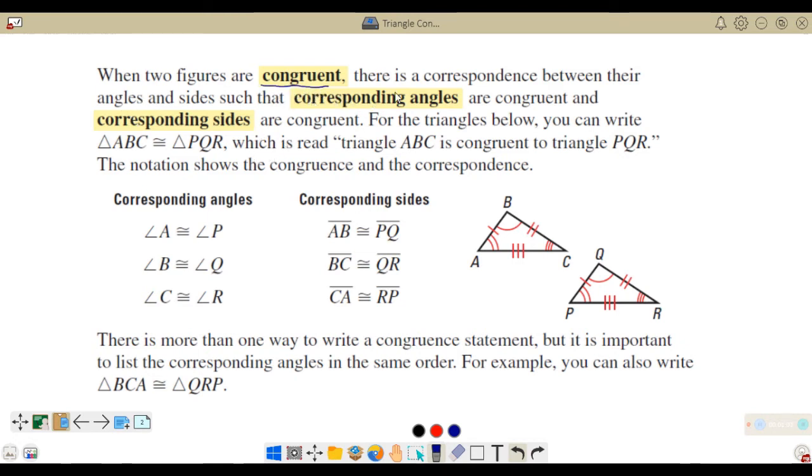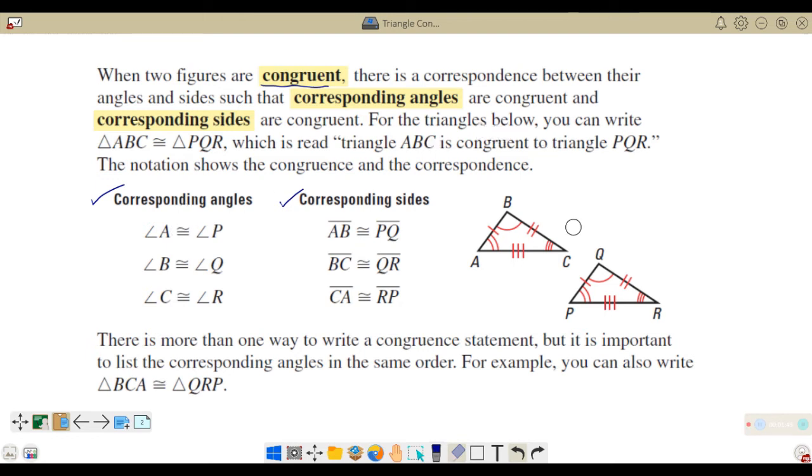So when two figures are congruent, there is a correspondence between their angles and sides, such that corresponding angles are congruent and corresponding sides are congruent. So for us to prove that two figures are congruent, all we have to do is to list down all their corresponding angles and corresponding sides. Pagka meron dyang naligaw na dalawang side na hindi congruent sa isa't isa or dalawang angles na hindi congruent sa isa't isa, then the two figures are not congruent. Okay? So, napakasimple lang mag-prove ng congruence. All you have to do is to prove that they have corresponding angles that are congruent and corresponding sides that are congruent.